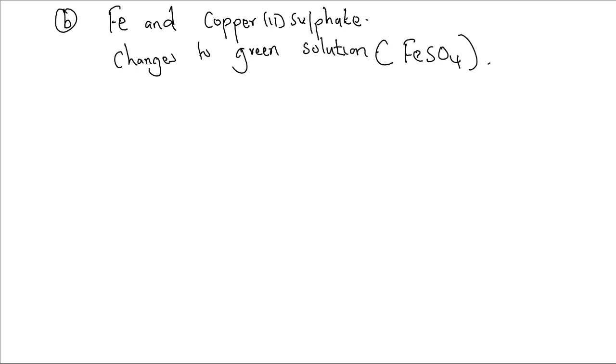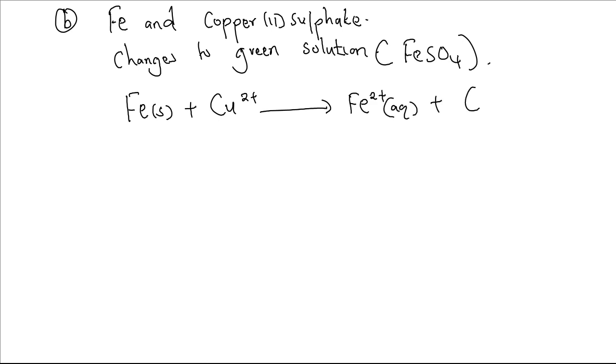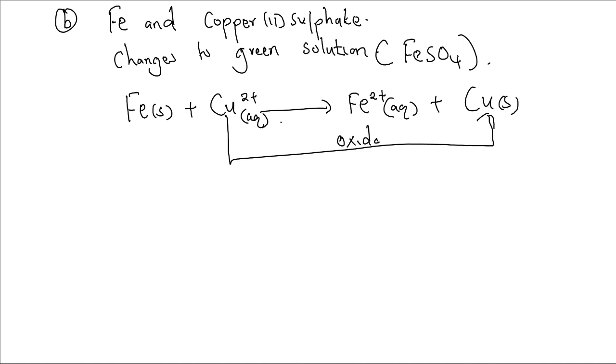So that is iron solid reacting with the copper 2 ions, and that leads to formation of iron 2 ions plus copper solid. So from this to this, that is reduction, and this is what we call oxidation.